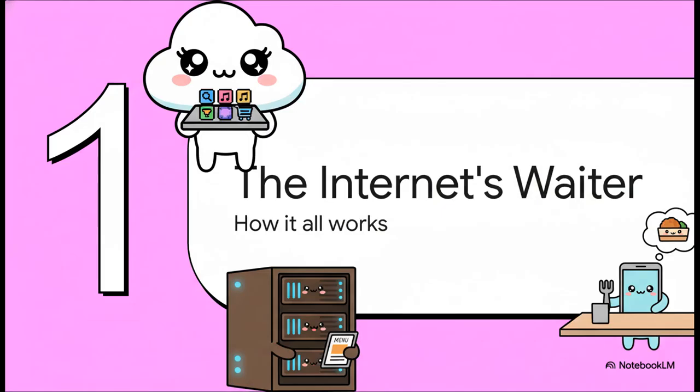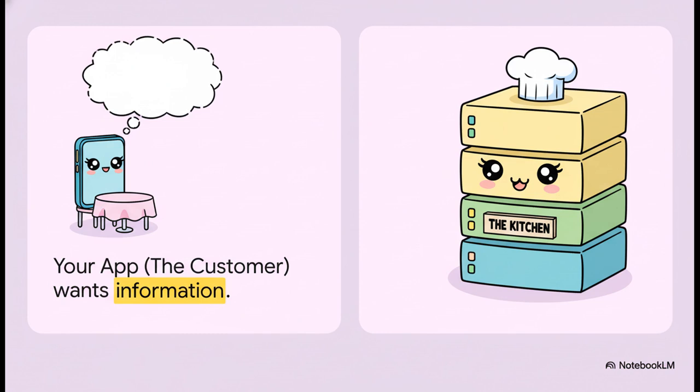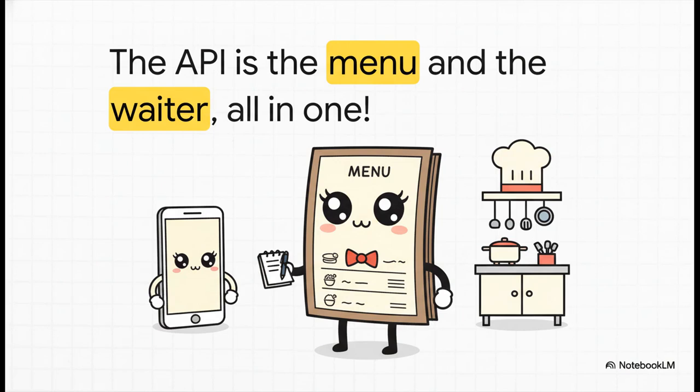In this giant internet restaurant of ours, there are really only three main parts you need to know about. First up, you've got your app. That's kind of like you, the customer, right? You want some information. And then, way in the back, you have the kitchen. Think of this as a huge, powerful computer called a server, where all the information is stored and, well, cooked up. But here's the thing.